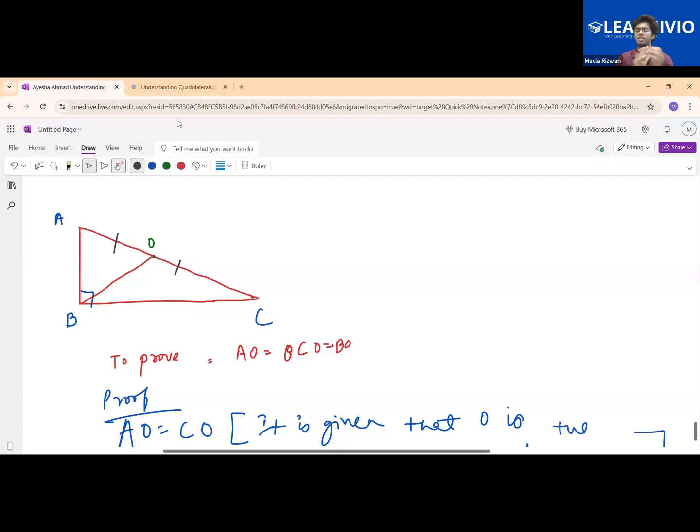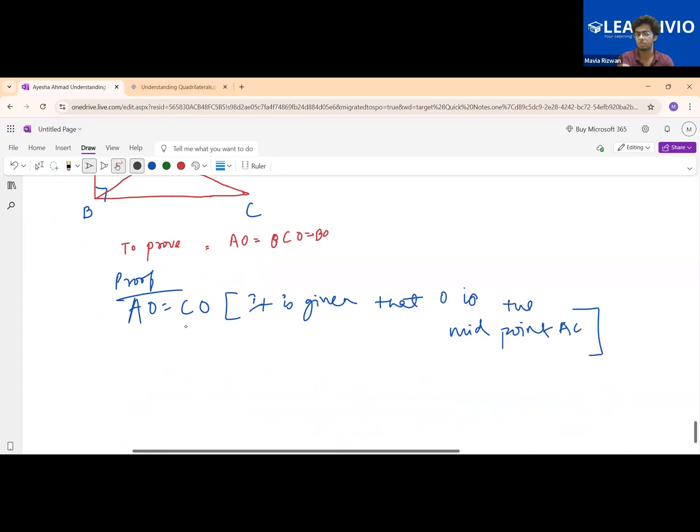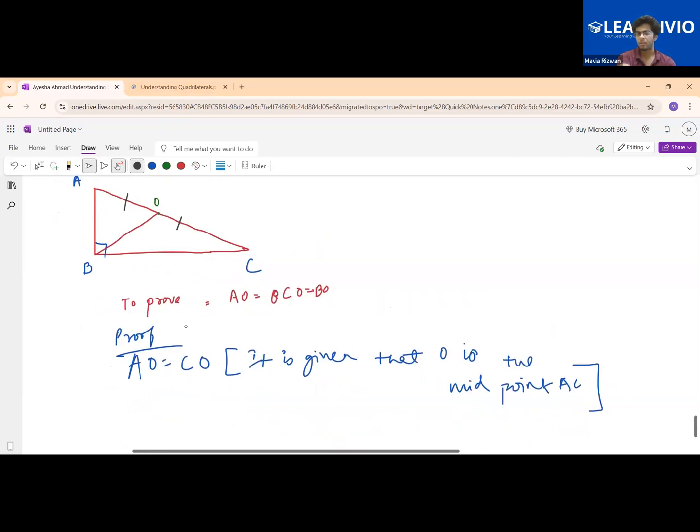Now, Aisha, when they have given that O is the midpoint of AC, this means that this side is equal to this side because that is the midpoint, right? So AO is equal to CO is already given. Got it? We just have to prove it equal to BO. Did you get it or should I explain it again?